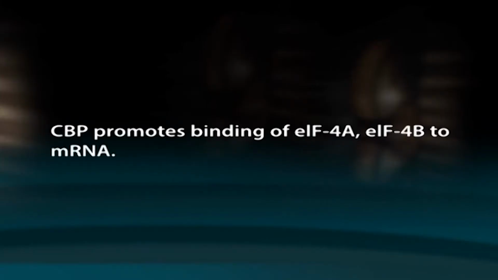CBP promotes binding of eIF4A and eIF4B to mRNA. These initiation factors and ATP help unwind secondary structure in the 5' untranslated region of the mRNA and aid formation of the 43S initiation complex. After attaching to the 5' end of the mRNA, the initiation complex identifies the initiation codon, 5' AUG 3', based on the presence of the Kozak consensus sequence.